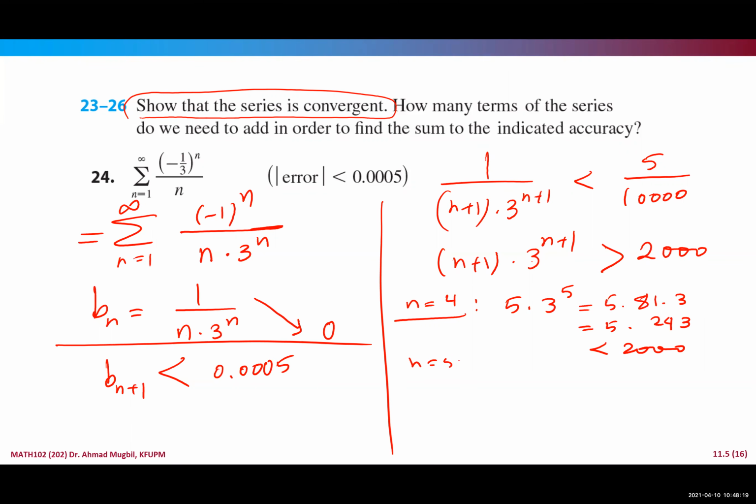So let's go to n equals 5. When n is 5, this will be 6 times 3 to the power 6. What is it? It will be 6 times 81 times 81. Okay, so it will be for sure 6 times 81 is 486, times 81. For sure it will be greater. Am I right? Yes. So this is 4,374, the first one. This is the first one that will make it greater.